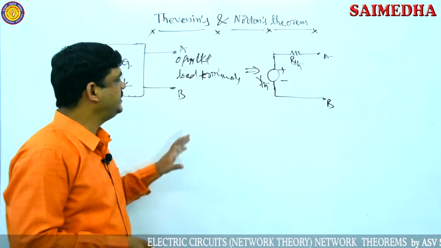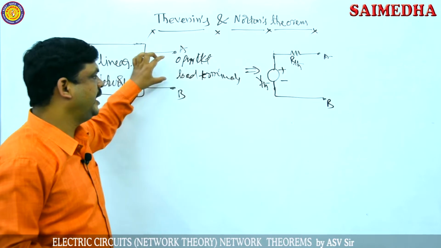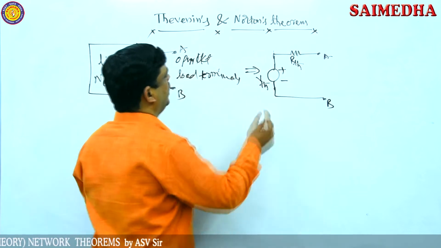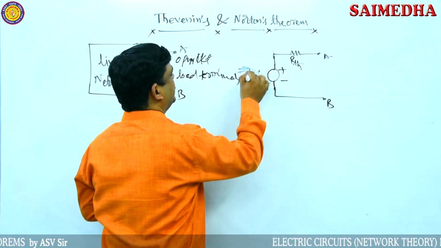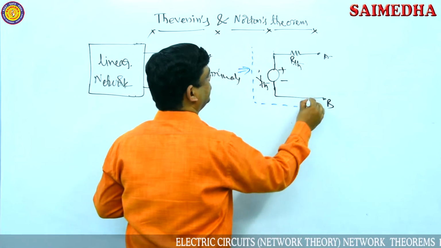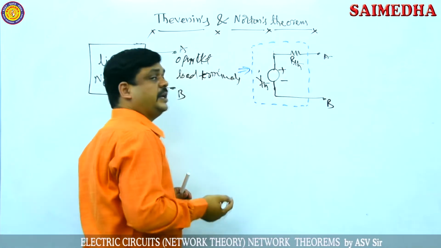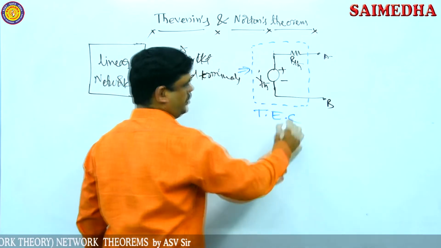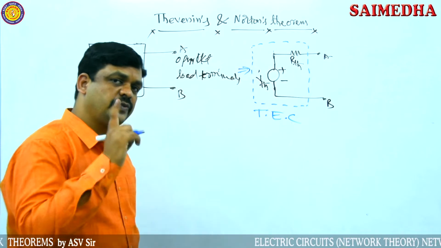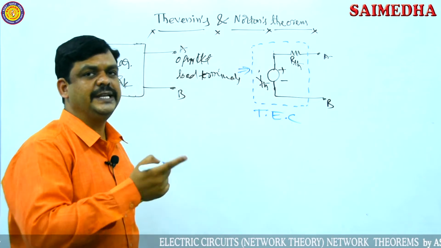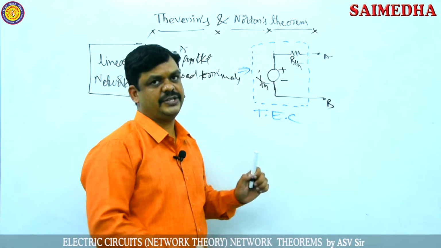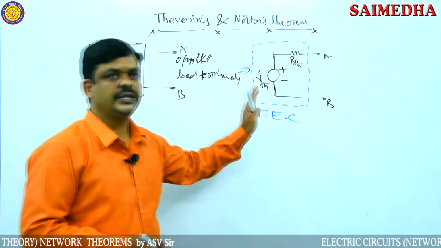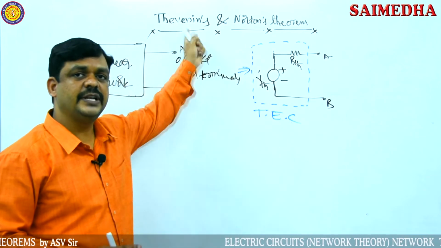Thevenin's theorem explains that any linear bilateral network connected in between open circuit terminals is replaced with an equivalent voltage source. This equivalent voltage source is also called Thevenin's equivalent circuit, which acts as a practical voltage source. It consists of one voltage source and one resistance, both in series: V Thevenin and R Thevenin. So the complete network is replaced with an equivalent voltage source. This is explained by one theorem, called Thevenin's theorem.